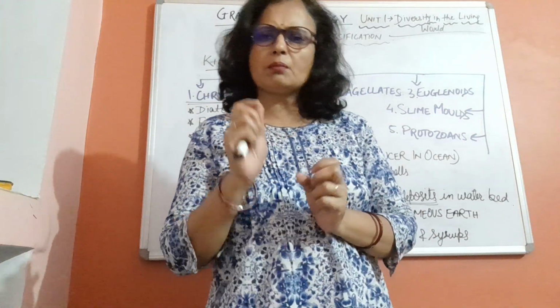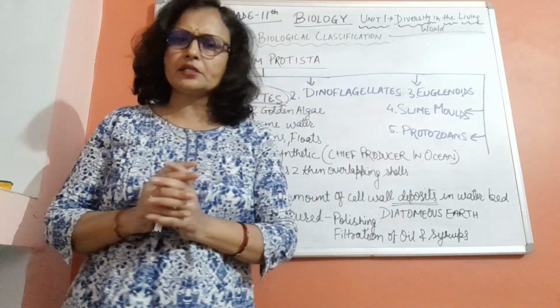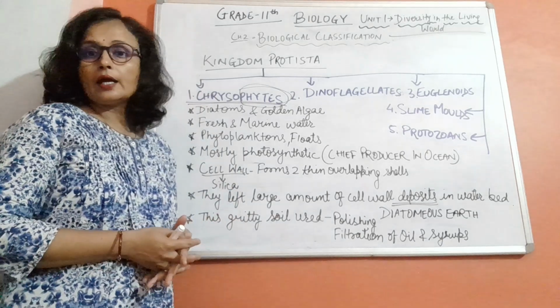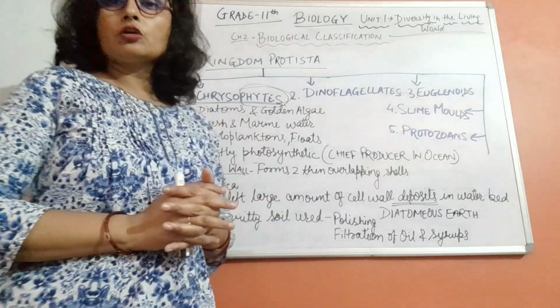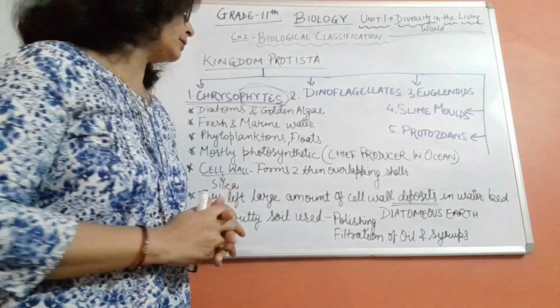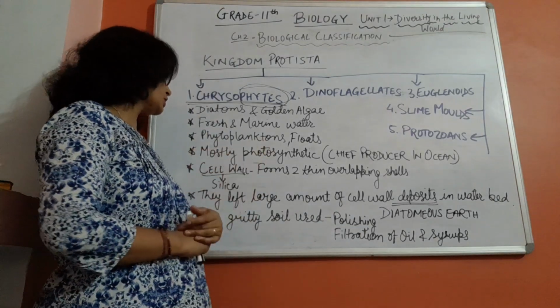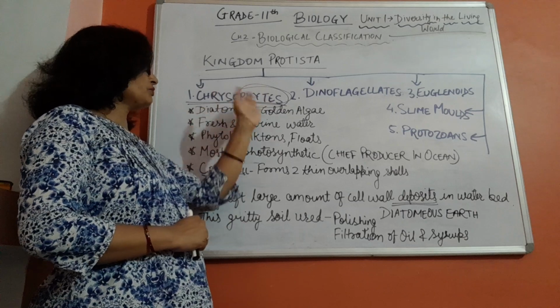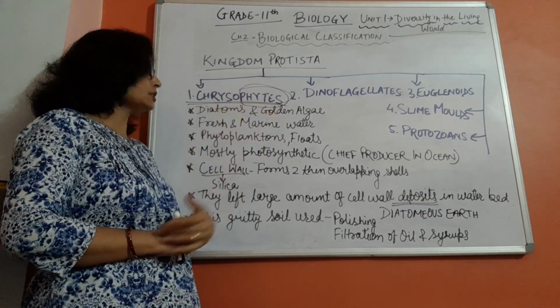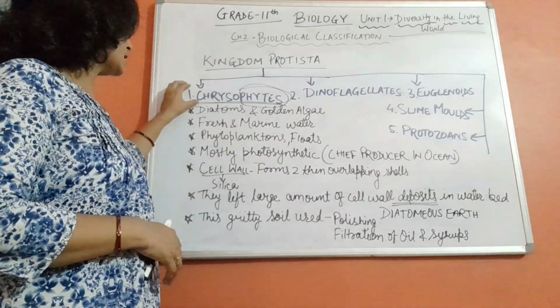Phytoplanktons means the microscopic plant-like organisms which are found in the sea, ocean and water bodies. And these float along with the water current. Water current के साथ ये बहता रहता है water में. Mostly photosynthetic. Most of the chrysophytes are photosynthetic. Of course, these are photosynthetic. Apart from these, a few more come under this category.